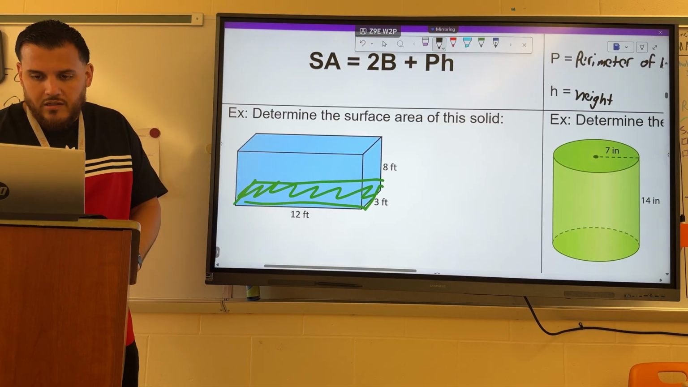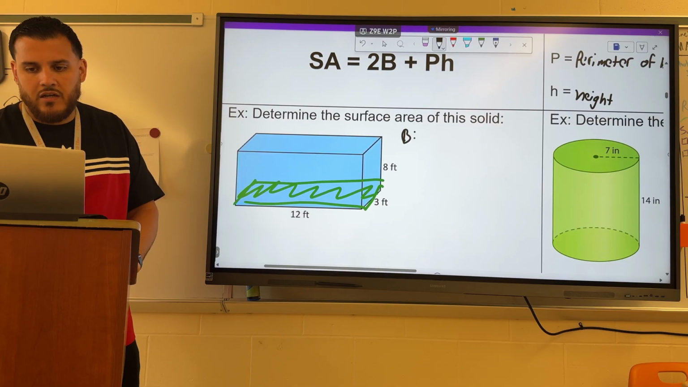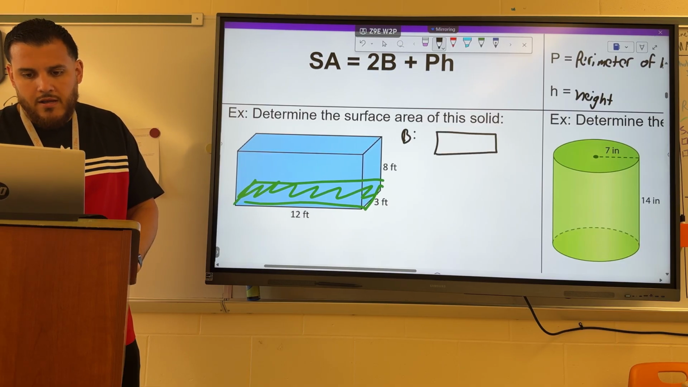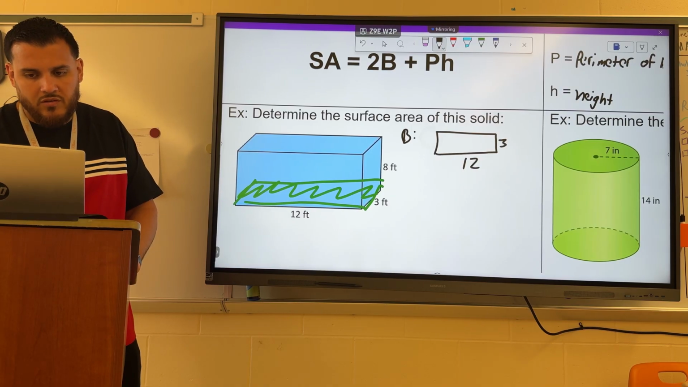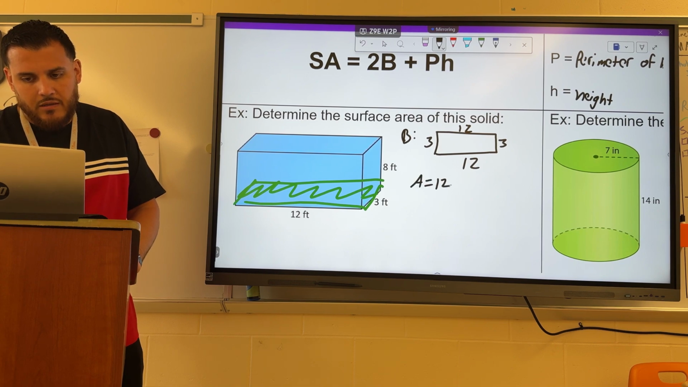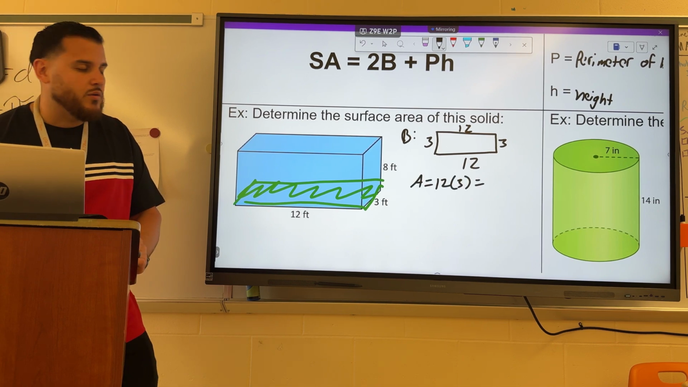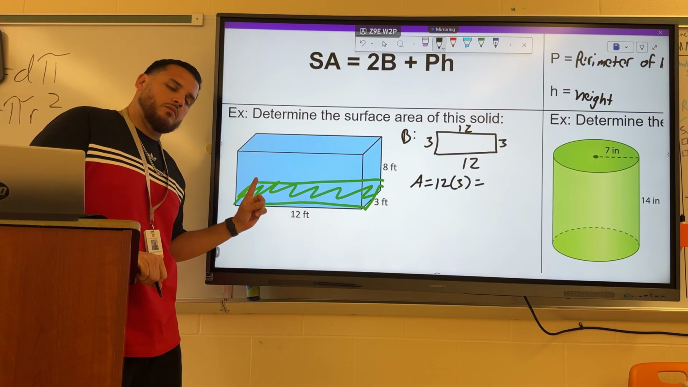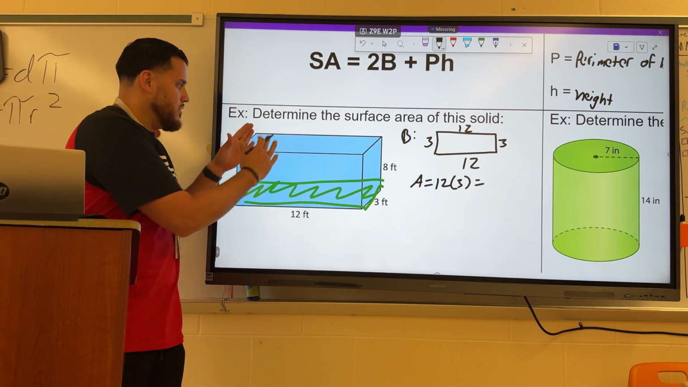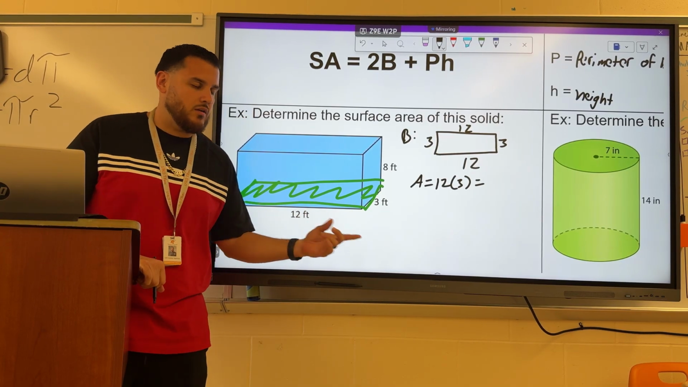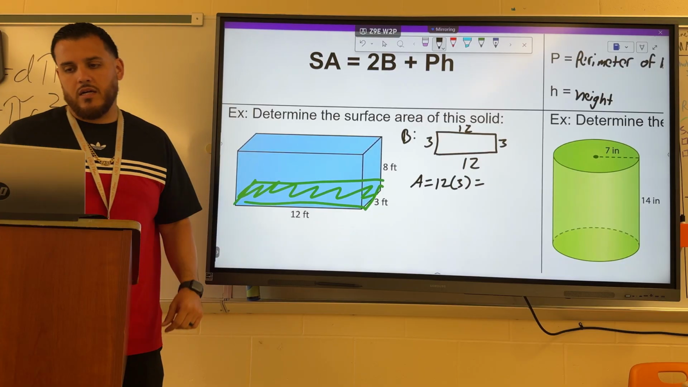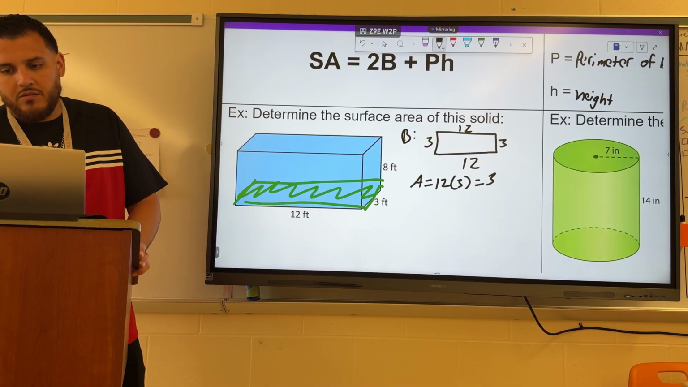Here's how I like to stay organized. I do capital B for base, and then I just redraw that solid. We have a 12 by 3, that 2D base there, 12 by 3 rectangle. And we find the area of any rectangle by just doing base times height, 12 times 3. By the way, it's safe to assume for prisms, these 4-sided shapes here, even though they appear like diagonal parallelograms, that those are rectangles. That 12 and 3 can be our base and our height as we calculate. 12 times 3 gives me an area of 36 feet squared.